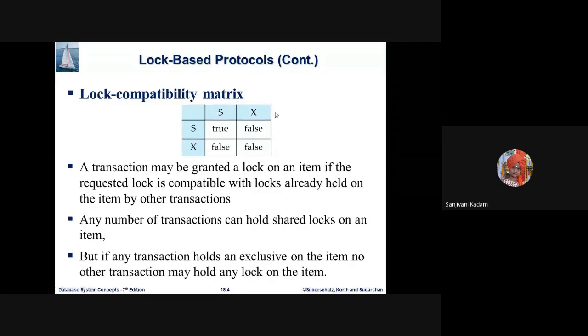So if there is a true, then only the lock request will be granted. If there is a false, then the request will not be granted. Any number of transactions can hold a shared lock on an item, but if any transaction holds an exclusive lock on the item, no other transaction may hold any lock on that data item. So it means that along with the exclusive lock, no other lock is compatible, and hence the request will not be granted.